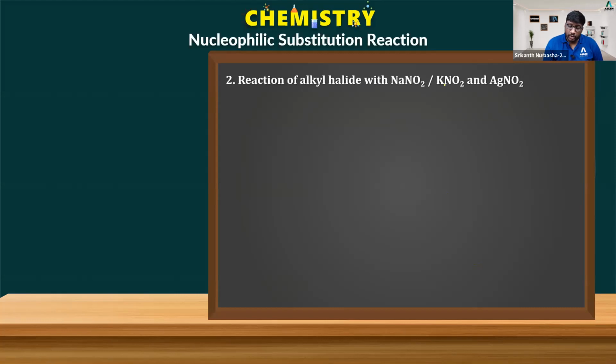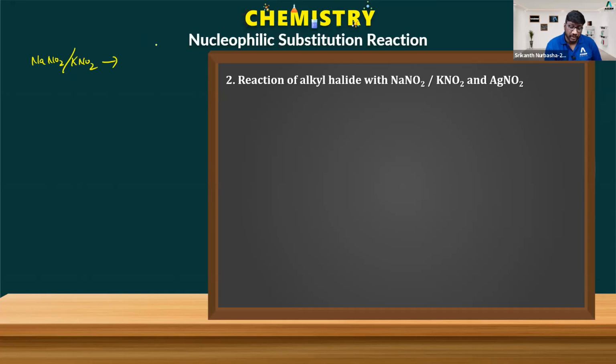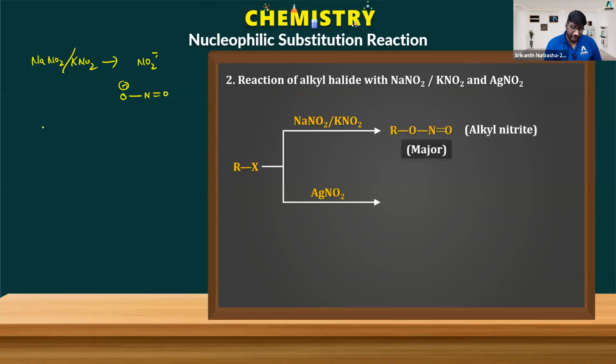Reaction of alkyl halide with NaNO2 or KNO2 and AgNO2. NaNO2 or KNO2 are ionic or covalent? Ionic. They are ionic, which means they will produce NO2 minus ion. What is NO2 minus? N double bond O minus. Now the electrophilic carbon of the alkyl halide is attacked by the negatively charged oxygen, then the halide ion leaves. So whenever you take NaNO2 or KNO2, you get R-O-N double bond O, that is, alkyl nitrite is obtained.